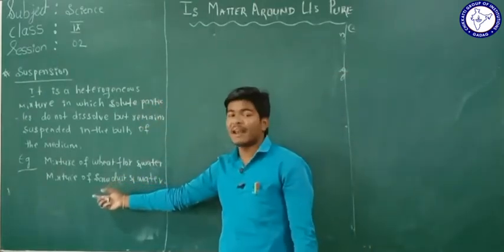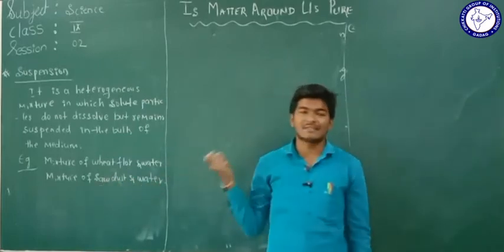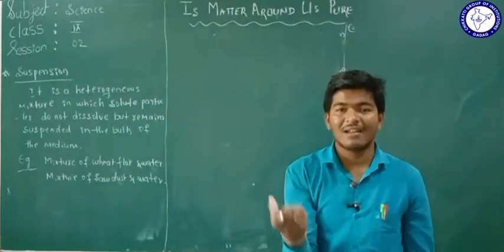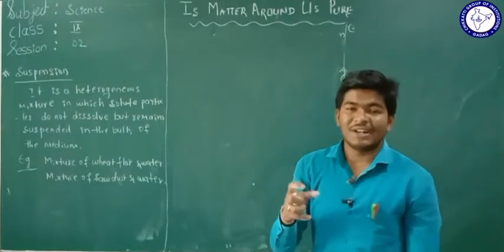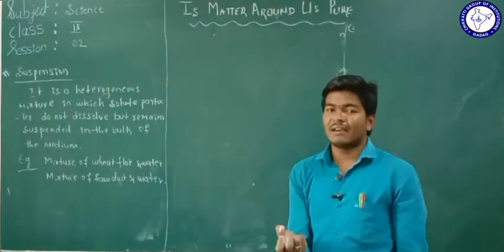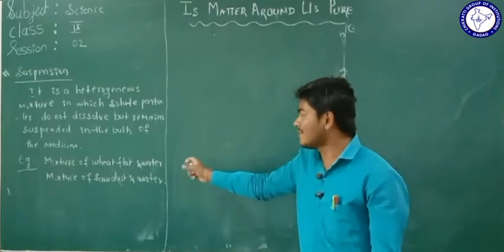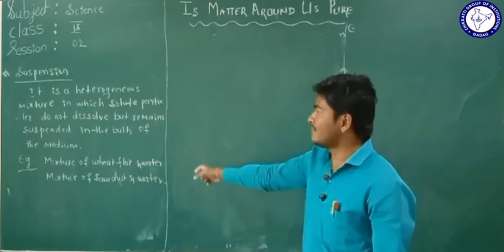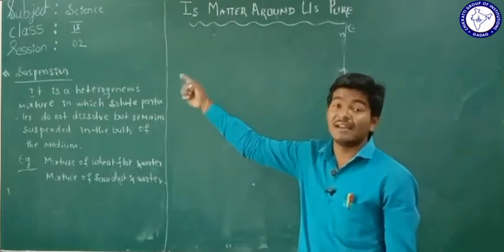Another example I am taking is a mixture of sawdust and water. If you mix the sawdust in the water, the sawdust is not going to dissolve in the water. The particles of the sawdust will be suspended throughout the bulk of the medium. Then this mixture is called a suspension.